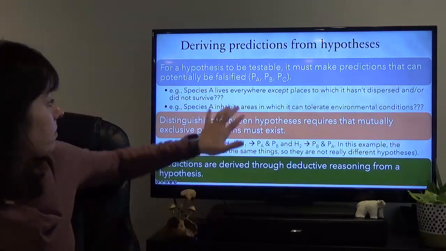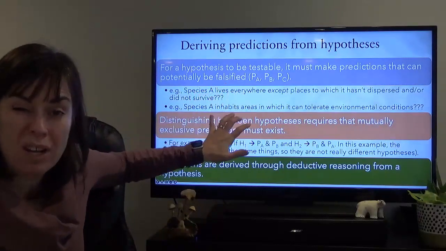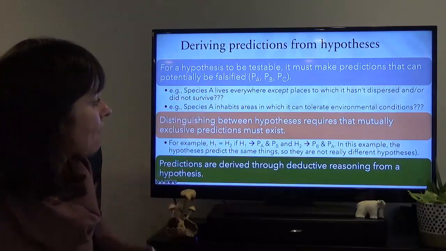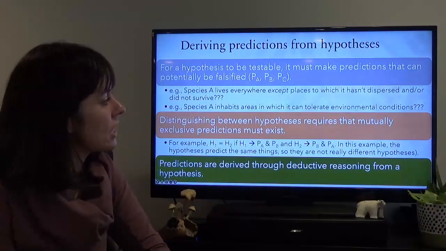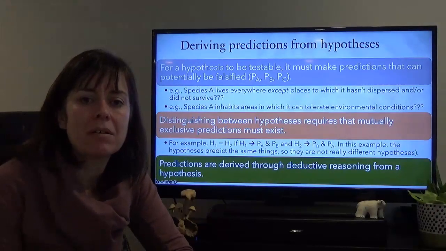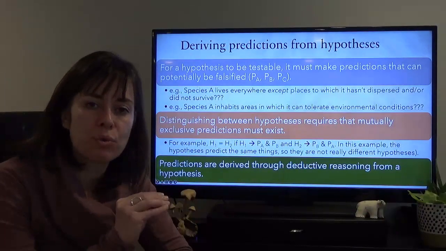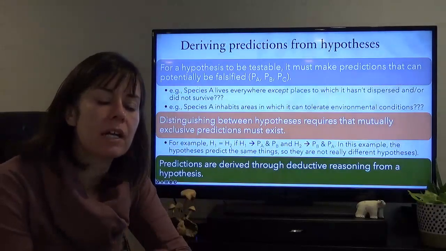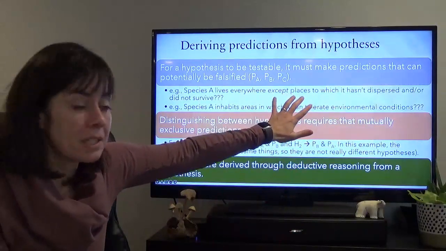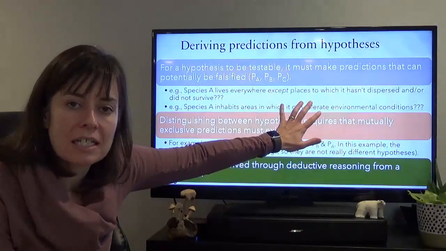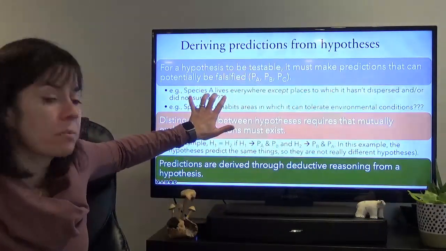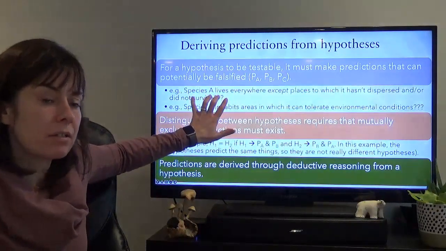Here's a couple of examples of predictions. One of these is falsifiable, one is not. Species A lives everywhere except places to which it hasn't dispersed and or does not survive. Well, that statement by its nature is true, and so you can't falsify it. Of course, a species only lives in places where it hasn't dispersed and or it hasn't died. So that is not a good prediction because you cannot falsify that.